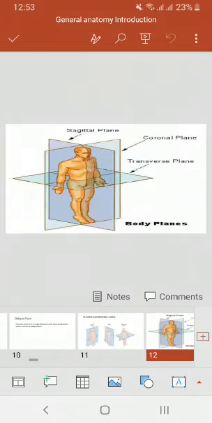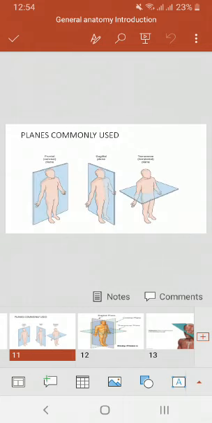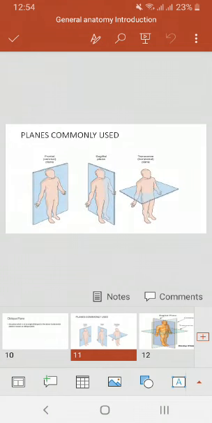Then there is an oblique plane. The oblique plane passes through the body at an angle. This is the diagram showing the oblique plane. Any plane which is at an angle, oblique to the above fundamental planes, is known as an oblique plane. If we have to see some specific structures, we use this plane. Otherwise, this plane is not used commonly.